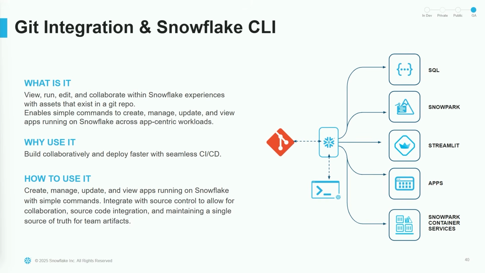The Git integration in Snowflake allows you to view, run, edit, and collaborate with the Snowflake assets directly from your Git repo. It allows each developer to work on the same copy, and you can resolve Git conflicts and everything, so that there's less burden in terms of managing the overhead. The primary benefit is enabling a truly collaborative environment and faster deployment through seamless CI/CD.